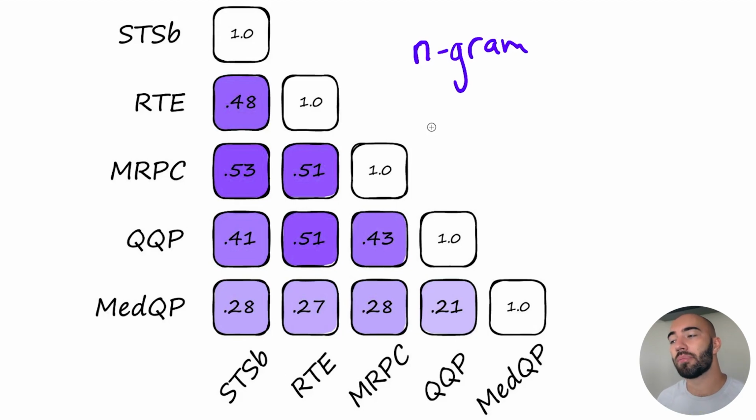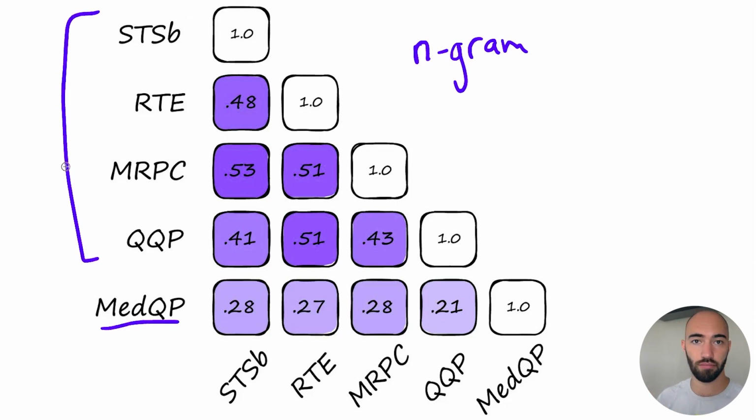So we would expect from this that the medical question pairs down here, because of these low similarity scores, would probably not be the best domain transfer to these different domains. Whereas these different domains, STSB, RTE, MRPC, and query question pairs, are all reasonably similar, so we'd expect the performance or the transfer or ease of transfer between those domains to be much smoother.